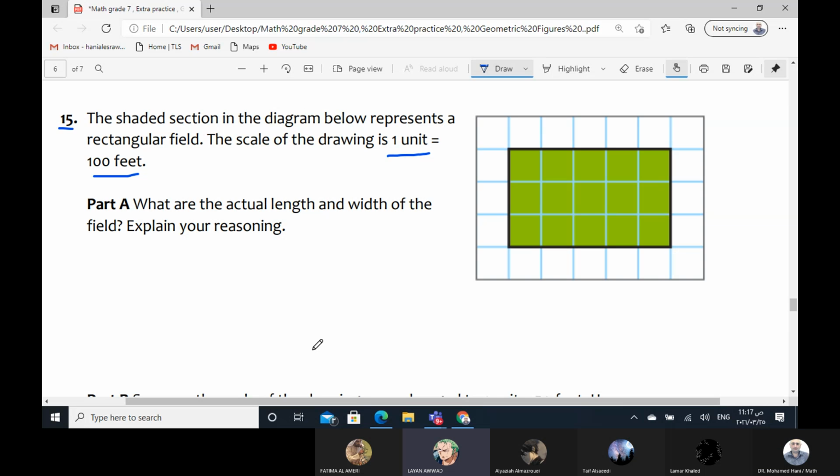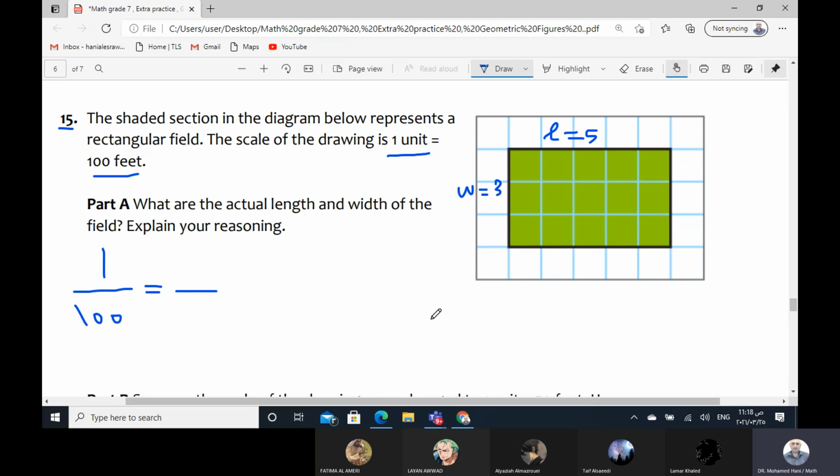Explain your reasoning. Okay. The first step, write the ratio. We have 1 over 100. And go to the figure here. Count the length 1, 2, 3, 4, 5. So L equals 5, and here 1, 2, 3. So W equal 3.